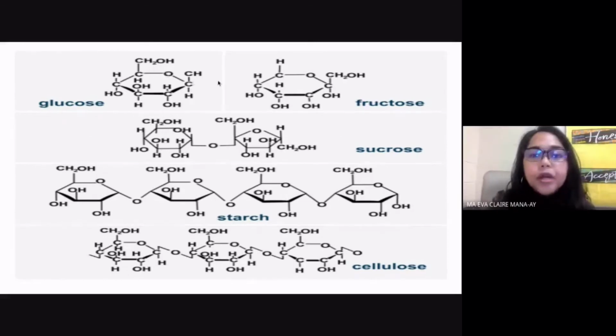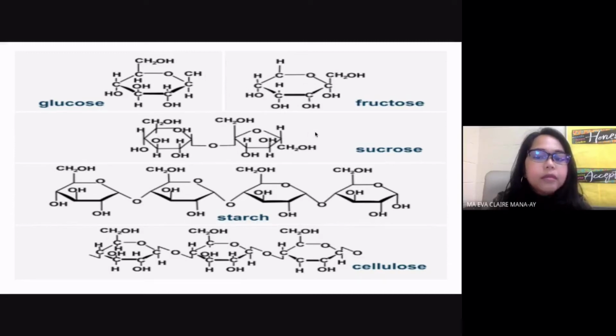Now, the first two that we have here are examples of monosaccharide. This is glucose here, and this is fructose. As you can see, your sugars usually have six sides, a hexagonal shape. So if you have one unit of sugar here, you know that this is just a monosaccharide. This is just glucose. This is just fructose. Both of them are monosaccharides.